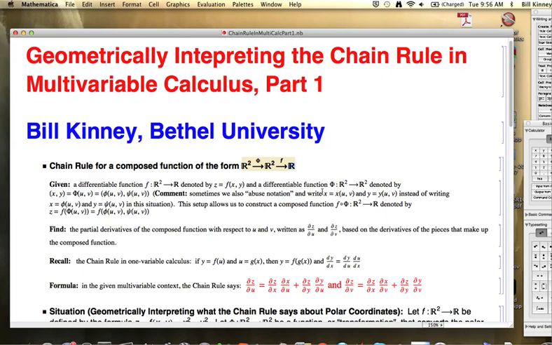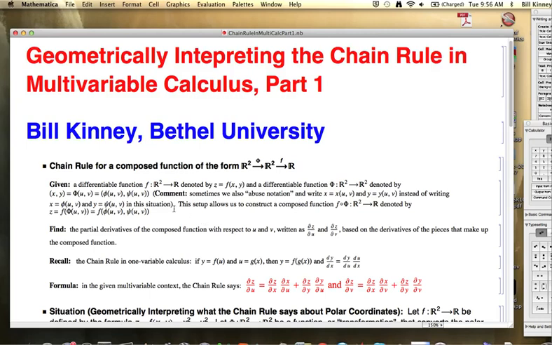Sometimes you'll see people abuse notation, and instead of writing what they should write here, x equals little phi of (u,v), and y equals psi of (u,v), sometimes you'll see people not write the little phi and the psi, and just write x equals x of (u,v) and y equals y of (u,v). Technically speaking, that's abusing notation because you're using the letter y here, for example, to represent both a function name and a variable, but usually that abuse of notation doesn't cause too much trouble.